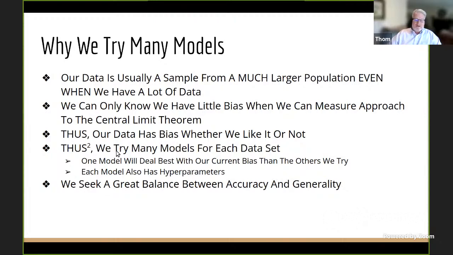Now, basically our data has bias whether we like it or not. But another point, we try many models for each data set. What we find is one model will deal best with our current bias than others. And as we see changes in our distribution of means of our data sets growing, that's when we have a clue that, oh, okay, I should try new models or new hyperparameters of the model I already have. And so we just seek a great balance between accuracy and generality along the way too, because sometimes we get into slight overtraining or undertraining, and we also have to try these different hyperparameters for each model and different models. Does that make sense?